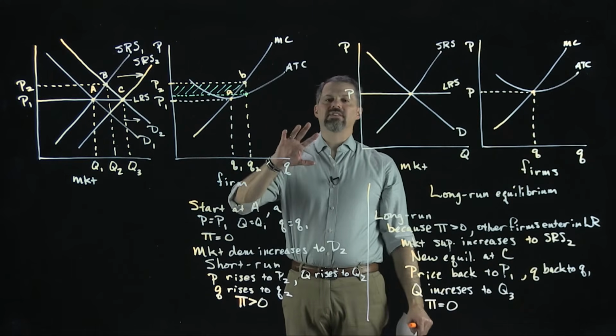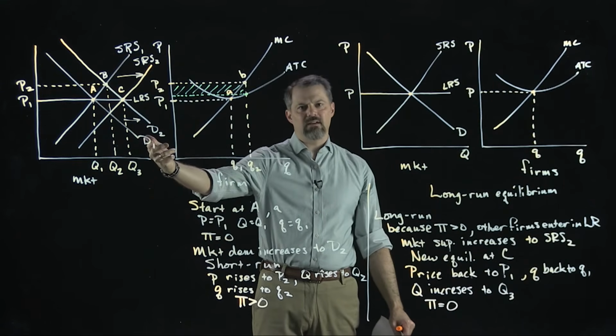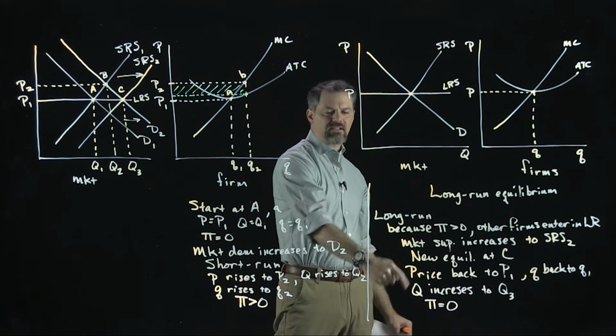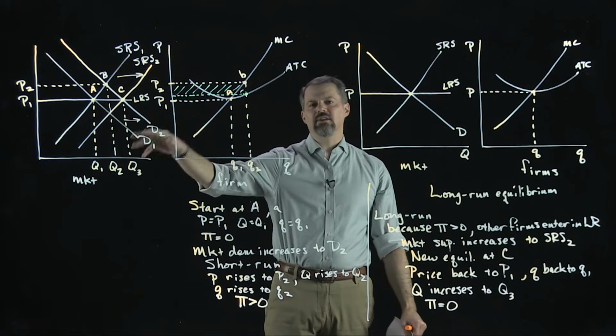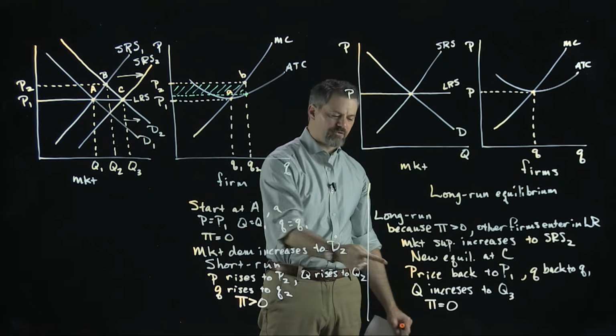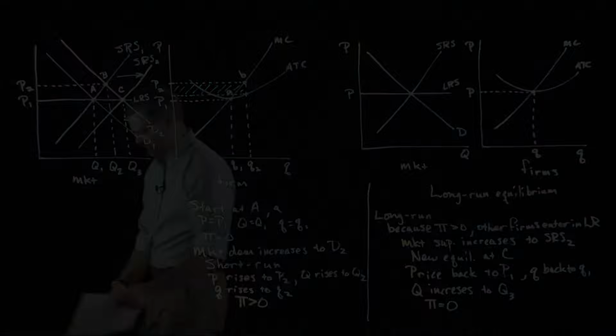What we want to do now is think about what would happen if we had a decrease in demand. So this is an increase in demand, which causes profit to be positive in the short run, but profit gets driven back to zero in the long run. We'll clear this off and then we'll talk about a decrease in demand. We'll see that profit becomes negative in the short run, but is driven back to zero in the long run.